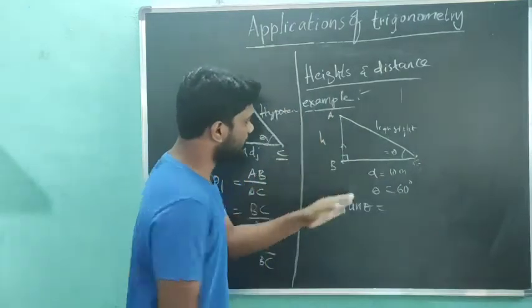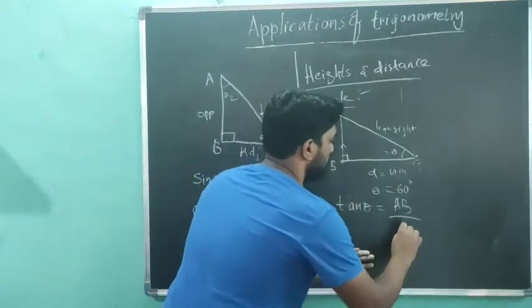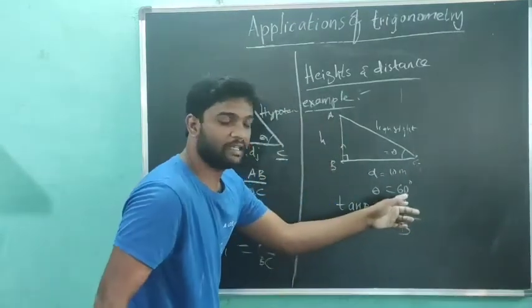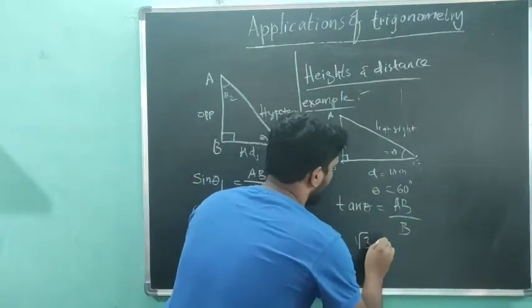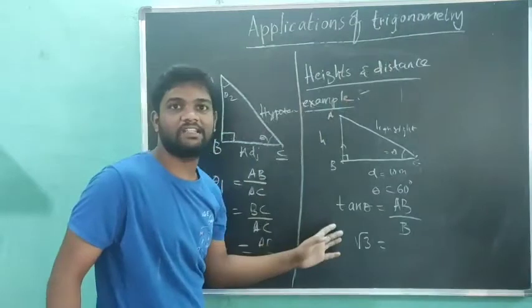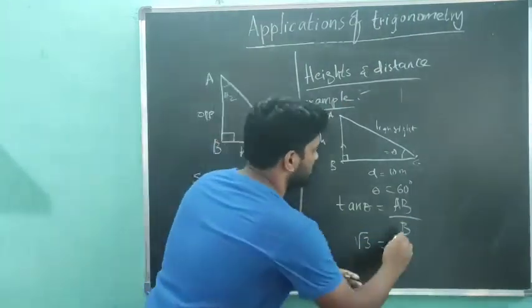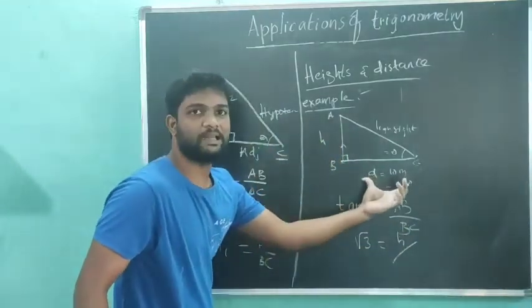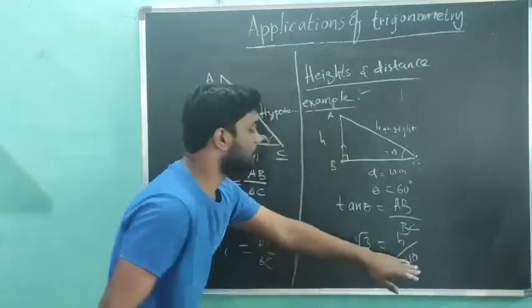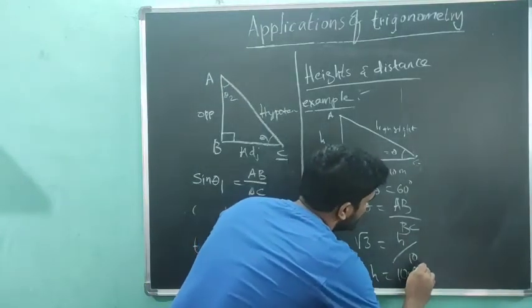What is the opposite side? AB length. AB by what is the adjacent side? BC length. Right. What is the theta value? 60 degrees. Tan 60 degrees. What is tan 60 degrees? Root 3. We all know in the trigonometry chapter tan 60 is equal to root 3. Nothing new to you. What is AB? I consider it as H. H divided by BC. What is the BC length? 10. H by 10. By cross multiplication we find that H is equal to 10 root 3.